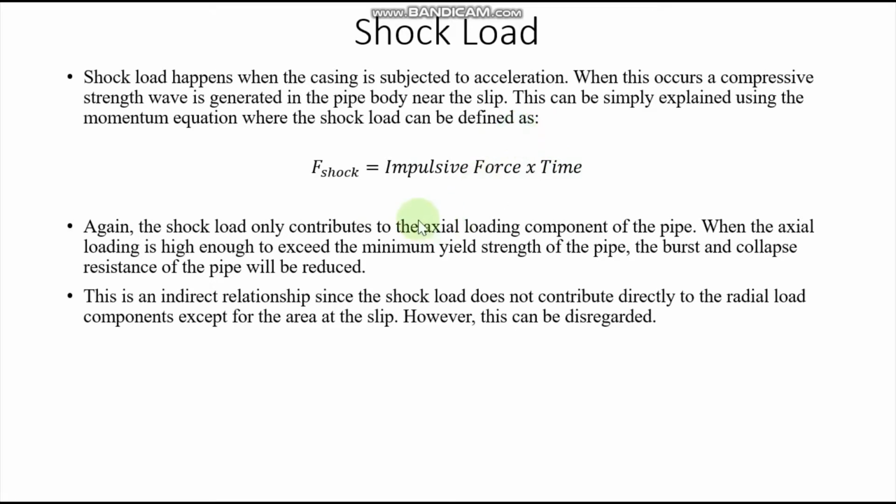Again, this shock load also contributes to the axial loading component of the pipe, and when the axial loading is high enough to exceed the minimum yield strength of the pipe, the burst and collapse resistance of the pipe will be reduced. This is an indirect relationship, since the shock load does not contribute directly to the radial load component except for the area at the slip. However, this can be disregarded because the compressive force exerted by the slip itself is not a function of the shock load. The shock load is due to the acceleration and not due to the radial force exerted by the slip.